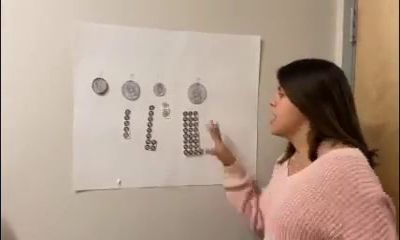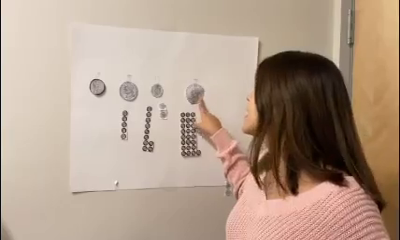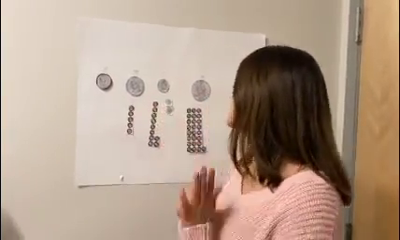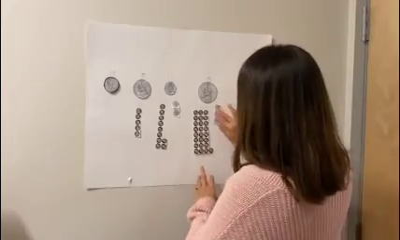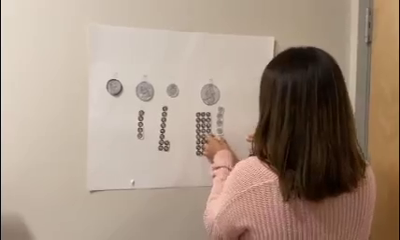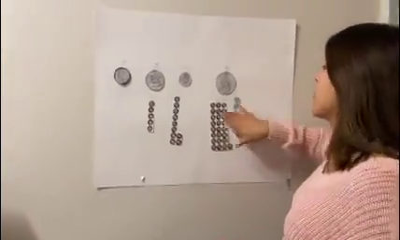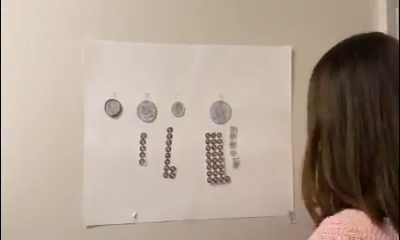Okay, can we use nickels to equal a quarter? Yes, we can. Let's count. Ready? 5, 10, 15, 20, 25. So we need 5 nickels to equal a quarter. So we're gonna place these nickels right here. I'm gonna use these two because I ran out. So we need 5 nickels to equal 25 cents.